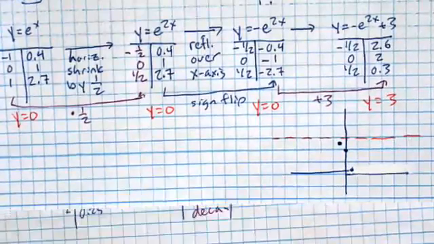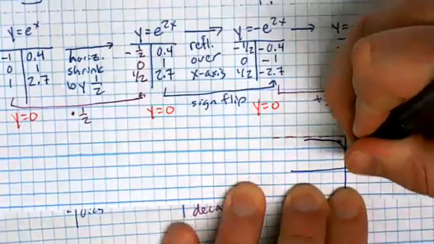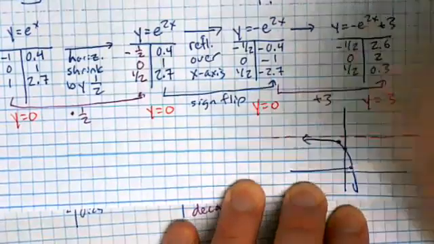And when I draw that horizontal asymptote in, it makes it a lot easier for me to see what my final graph is going to look like. It's going to look something like that.